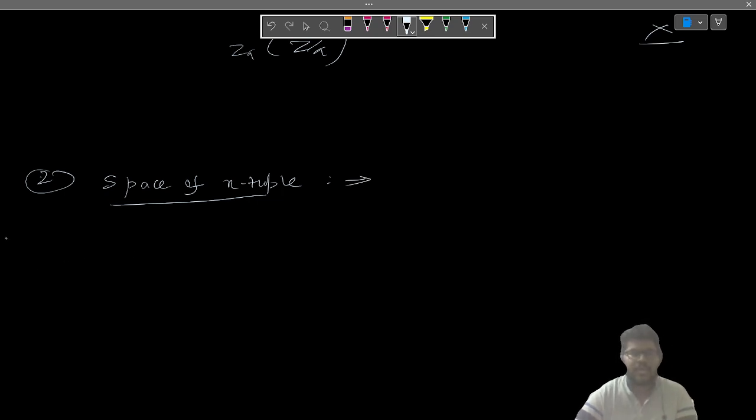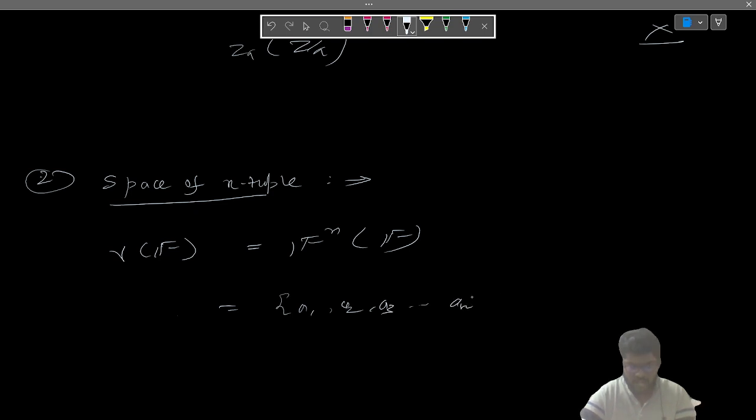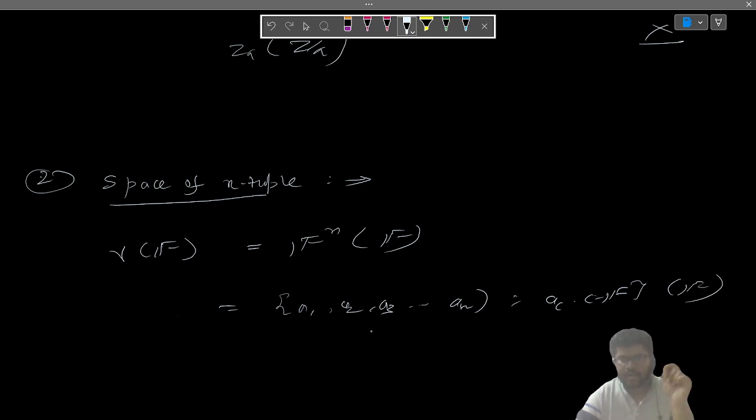n-tuple space means what? If the vector space V over F looks like this, F^n over F, such that (A1, A2, A3, up to An) for Ai belonging to F over a field F, then this form of a system is known as an n-tuple system.